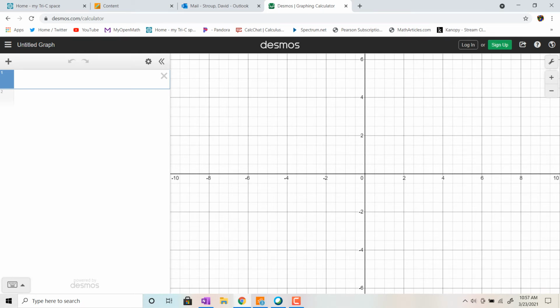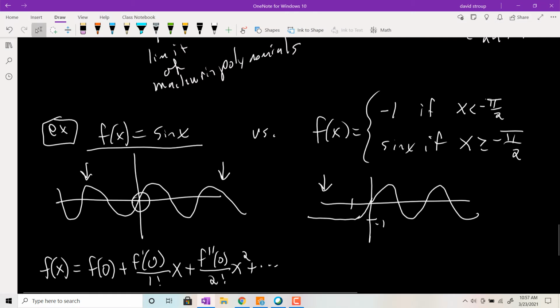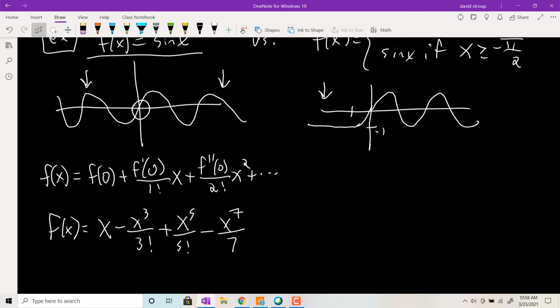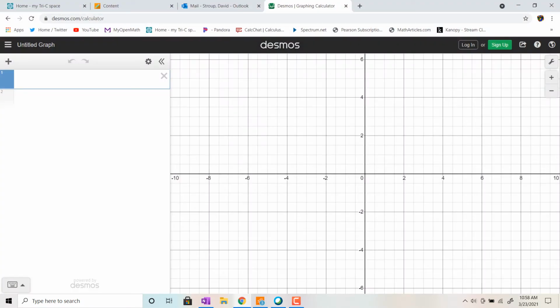So we know the power series for sine of x. Let's do sine of x. So sine of x is equal to, literally, what is it equal to? If you go through the process, it'll be x minus x cubed over 3 factorial plus x to the 5th over 5 factorial minus x to the 7th over 7 factorial, etc. Let's look at that as a sort of sequence of functions and see how it conforms to sine of x, even though it only knows how sine of x works in the middle.